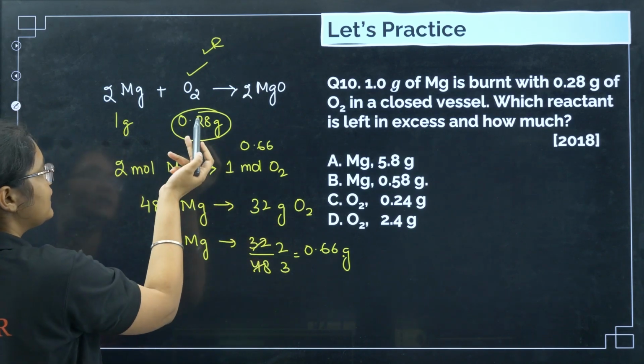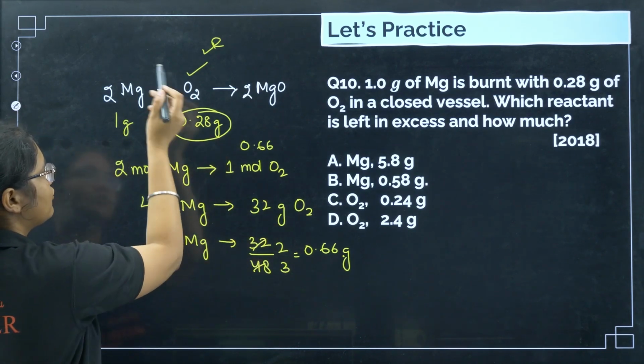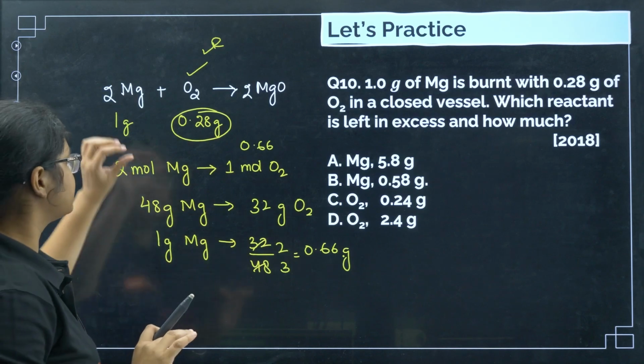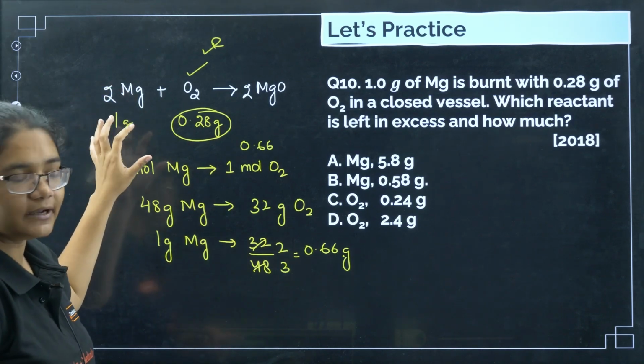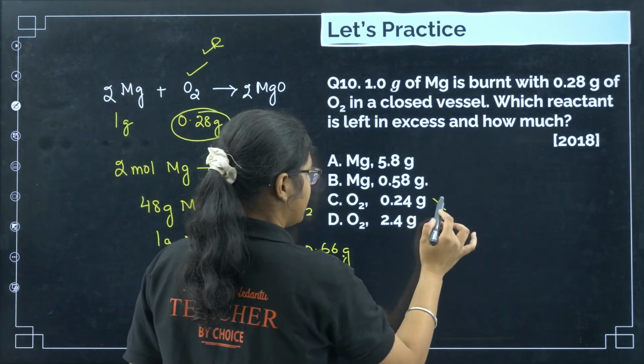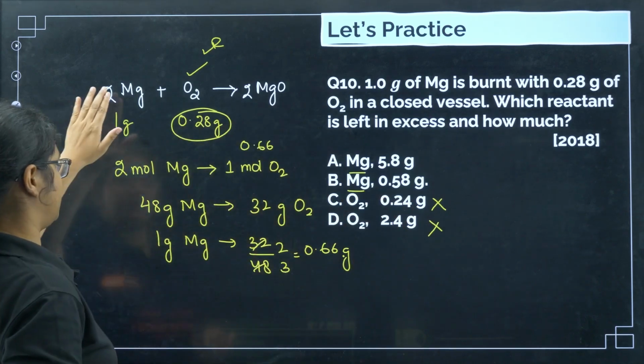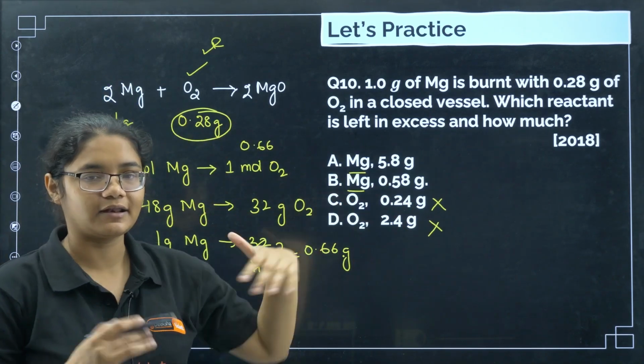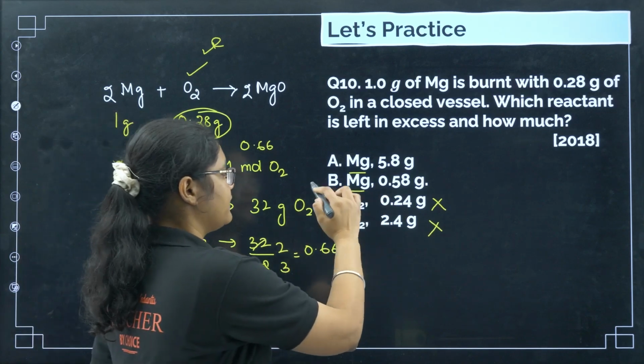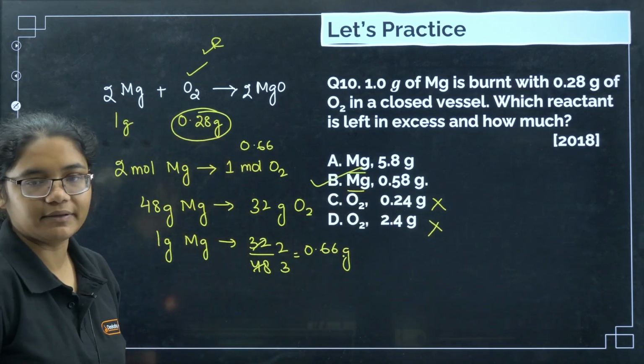So 0.28 gram of oxygen will react with magnesium, and some amount of magnesium will be left behind. So if you see here, we can eliminate these two options. Magnesium will be left behind. Now how much of magnesium? You have taken only 1 gram. So 0.58 gram will remain. So option number B here.